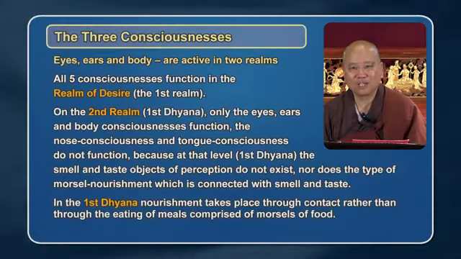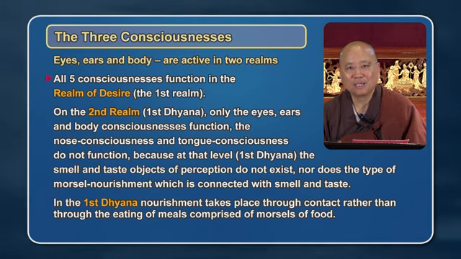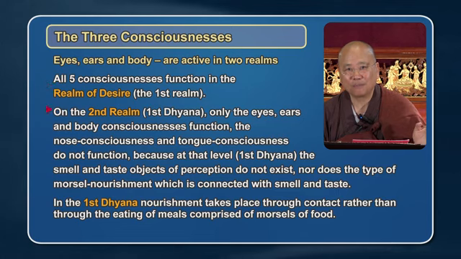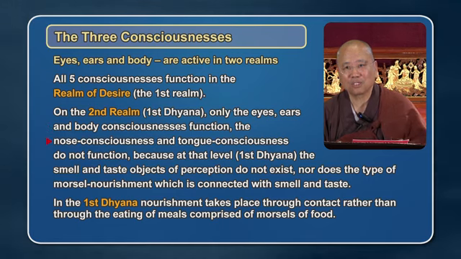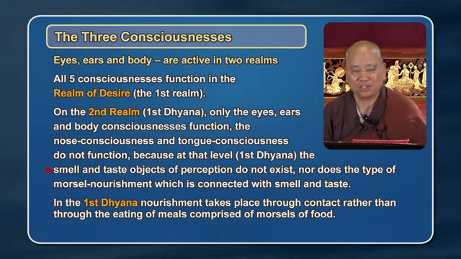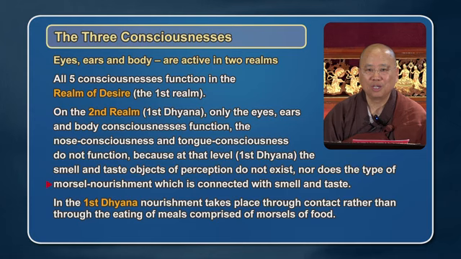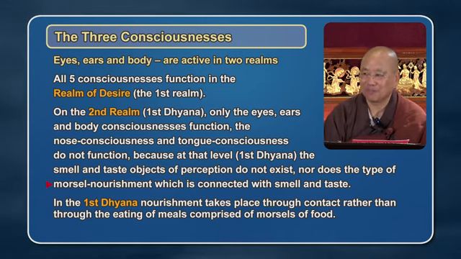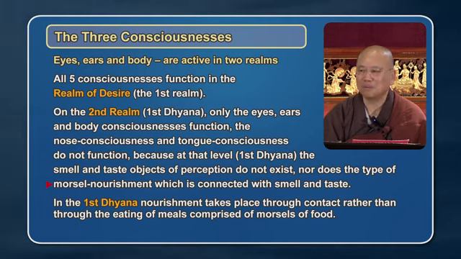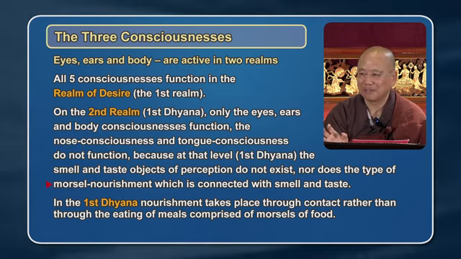So, as far as realms are concerned, all five consciousnesses, the eyes, ears, nose, tongue, and body, are active in the first dhyana. In the second dhyana, only the eye, ear, and body consciousness function. The nose consciousness and tongue consciousness do not function, because at that level the smell and taste objects of perception do not exist, nor does the type of morsel nourishment which is connected with smell and taste. You think your food tastes good. To them, the kind of food that we are eating is gross. It's terrible. They don't need the kind of food we're eating.